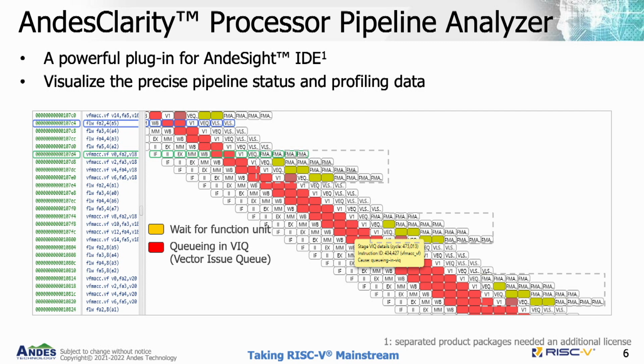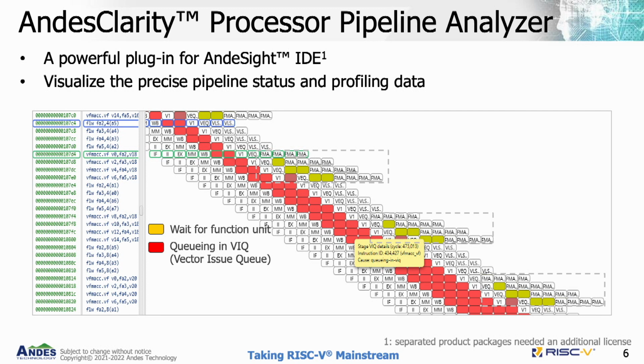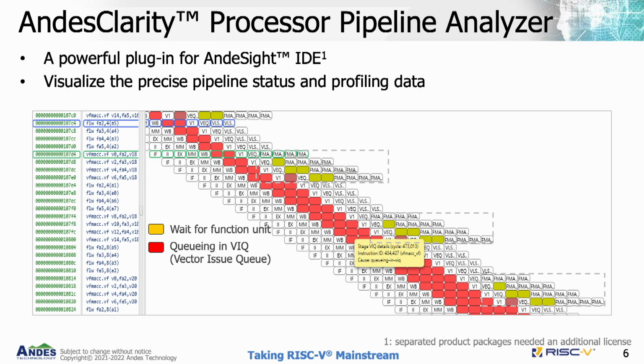For the AndeSight Clarity, you can see it's a powerful plugin for the IDE. It visualizes the precise pipeline status and provides data along with the source code. The stall bubbles are marked with different colors in the pipeline, and when you click on a stall bubble, it reveals the reason why it's stalled. And the developer can adjust the execution to optimize the program.